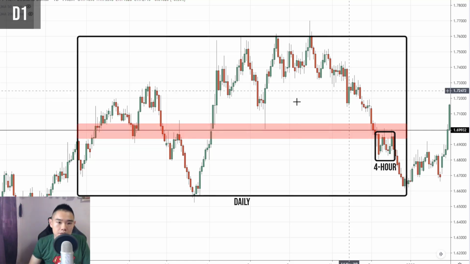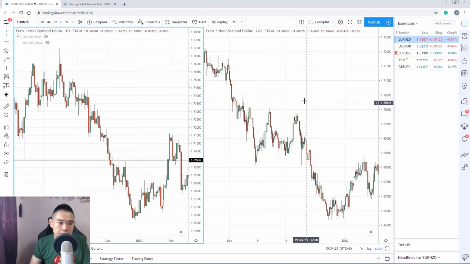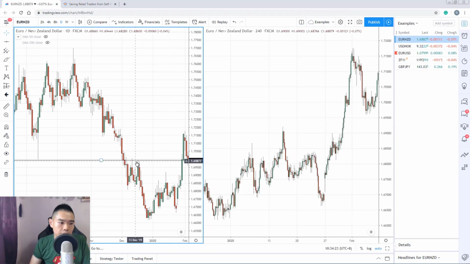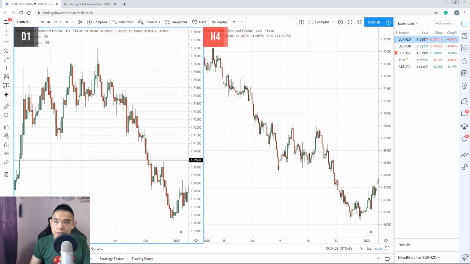So let me just put this down side by side so you can see where I'm coming from. Let me just split up the charts. Okay, so on the daily time frame, this portion over here. Now you can see over here the daily time frame, this level over here is the same level that you see over here.